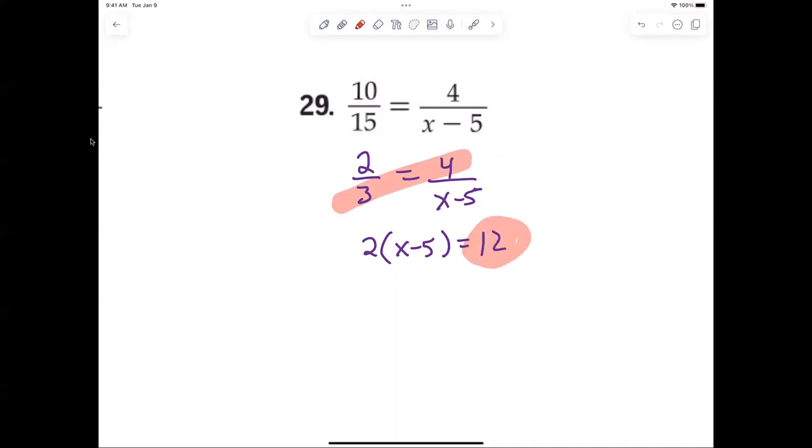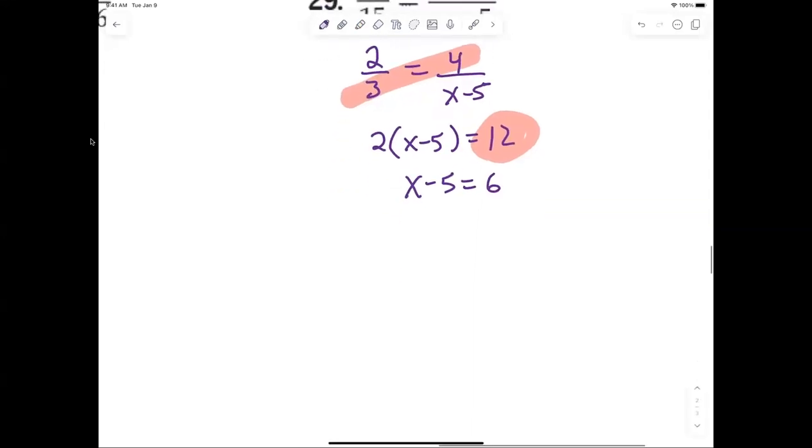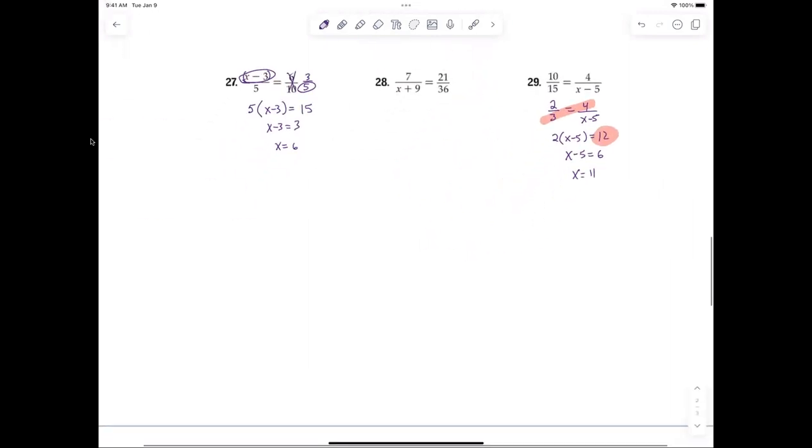Cross multiply. Now, should I distribute the 2? No. What am I going to do? Divide it out. So x minus 5 equals what? 6. So now x equals 11. Anybody have any questions with that? All right, let's have some more fun.